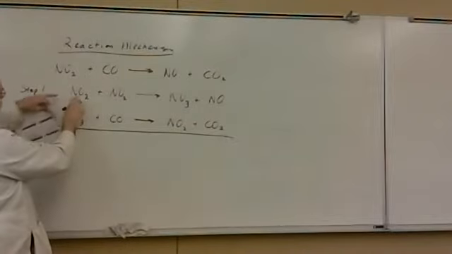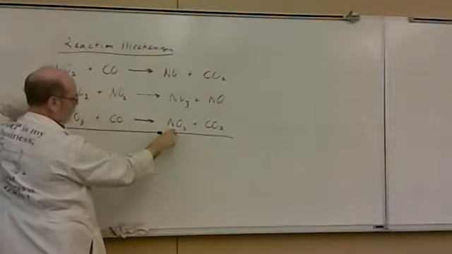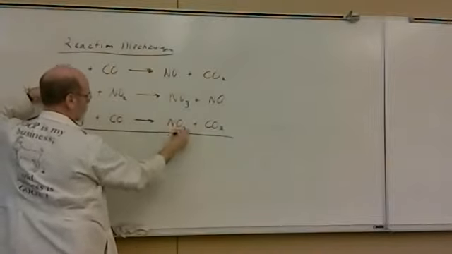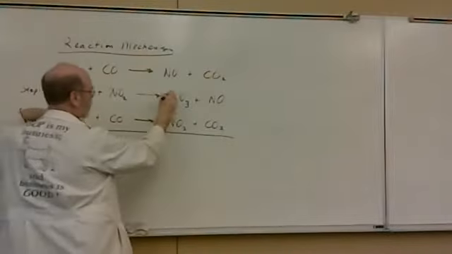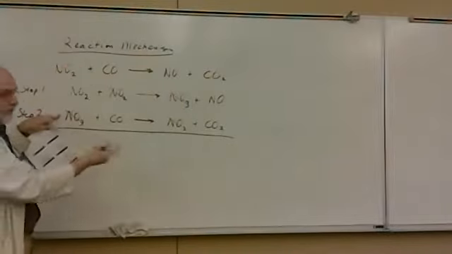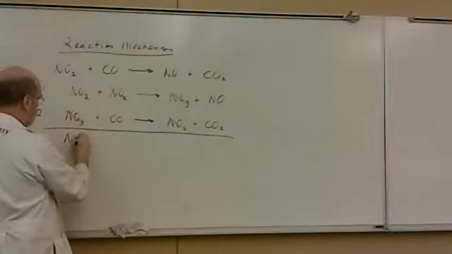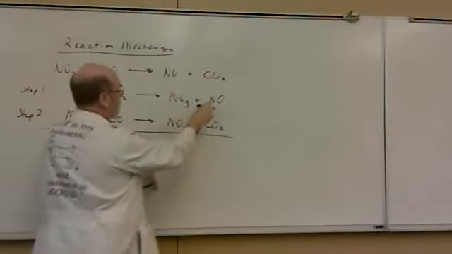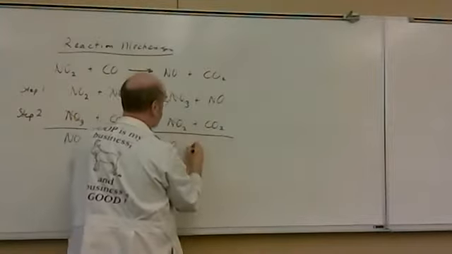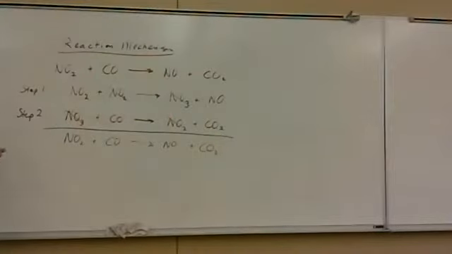So here we have NO2, that's good, but we got another NO2. Well, there's an NO2 over here, so those two cancel. And then there's an NO3 over here, but there's one over here, so they cancel, on either side of the arrow. So now what do we have left? We have NO2, and then we have CO, and then we have NO, and then we have CO2. So that's a valid mechanism for that first condition.